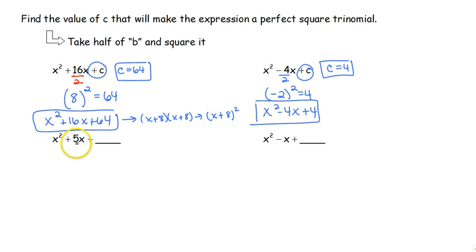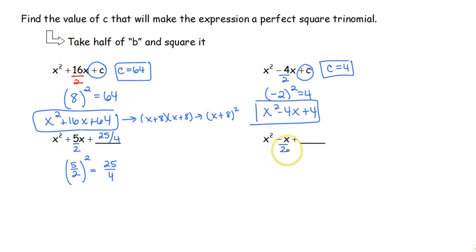Our next two, take half of the middle term. Now unfortunately this time it doesn't divide as nicely as the first two did. Do not write it as a decimal, keep it as a fraction. So I've got 5 halves, and then I square it. When you square this, you square the 5 to get 25, you square the 2 to get 4. So our missing c value is 25 fourths. And we'll get into more about how to actually use that. But for right now, we're just trying to find that missing c value.